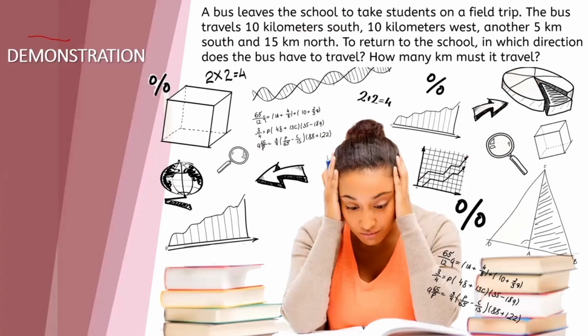Here's another example of demonstration. We're still on the second tent pole, demonstration. So here's a math example of drawing something out so you don't get so confused. So let's try to just turn this problem over in our heads without drawing it out on a piece of paper. A bus leaves the school to take the students on a field trip. The bus travels 10 kilometers south, 10 kilometers west, another 5 kilometers south, and 15 kilometers north. To return to the school, in which direction does the bus have to travel? How many kilometers must it travel?